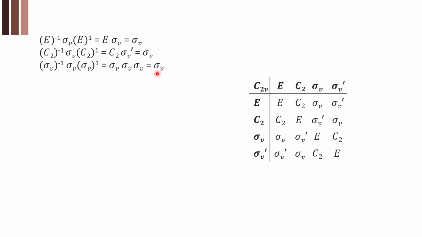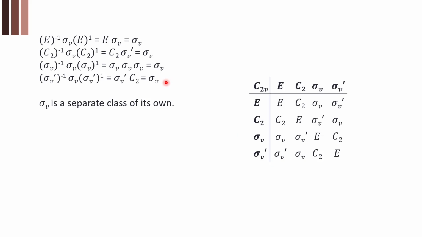Similarly, go for sigma V inverse sigma V sigma V. The reciprocal of sigma V would be sigma V. There are three sigma V's in a row. Two sigma V's make identity. What is left is sigma V. The answer is sigma V. Now, the last one is sigma V dash inverse sigma V sigma V dash. The reciprocal of sigma V dash is sigma V dash itself, and sigma V dash into sigma V results in C2. So this is C2, and C2 into sigma V dash is going to yield sigma V. So the result is sigma V. So what we find is that sigma V is a separate class of its own.